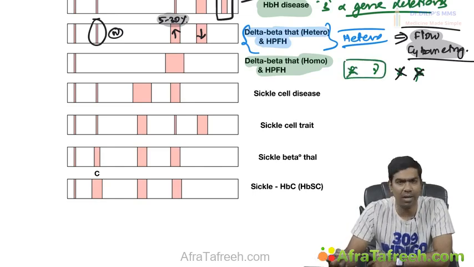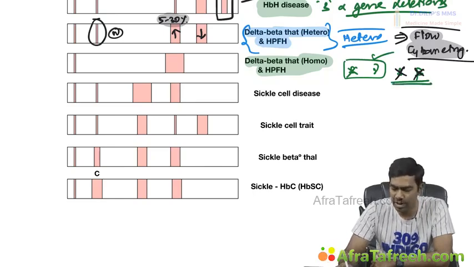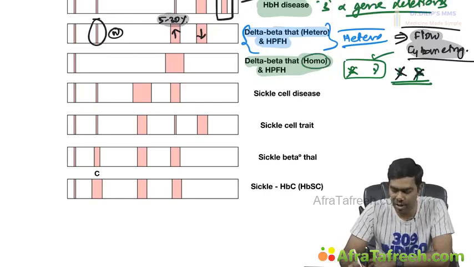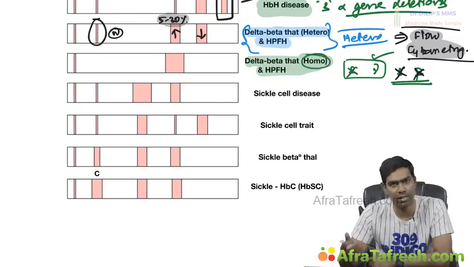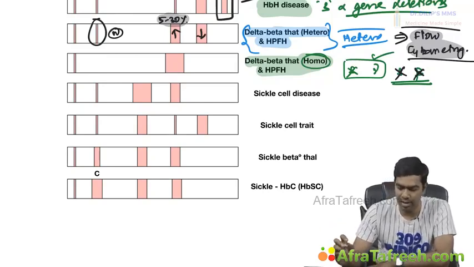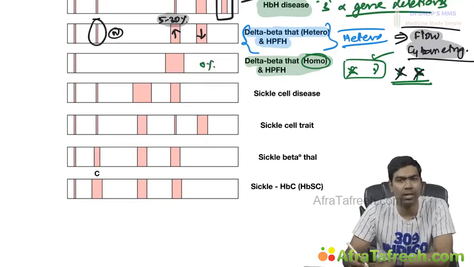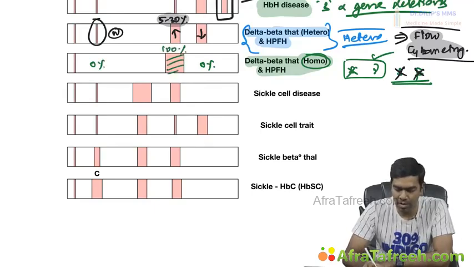Epsilon will be inactivated in the embryonic period, only gamma is left. Since these genes are not there at all and it's a homozygous condition, homozygous means both chromosomes have delta and beta deleted, which means you are not going to get any HbA, you are not going to get any HbA2, and all 100% will be HbF only in this condition.